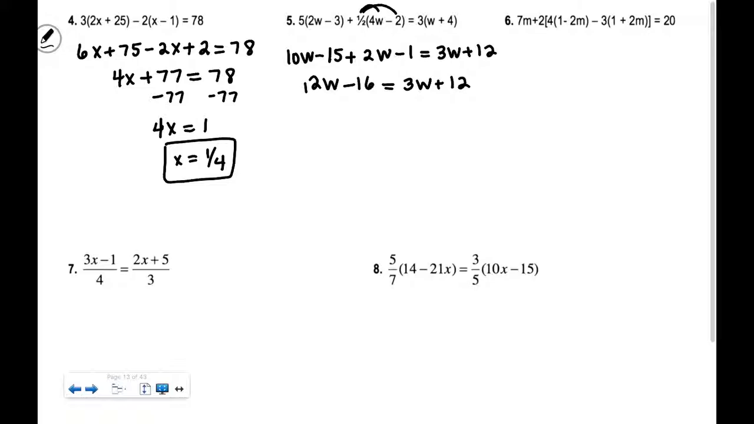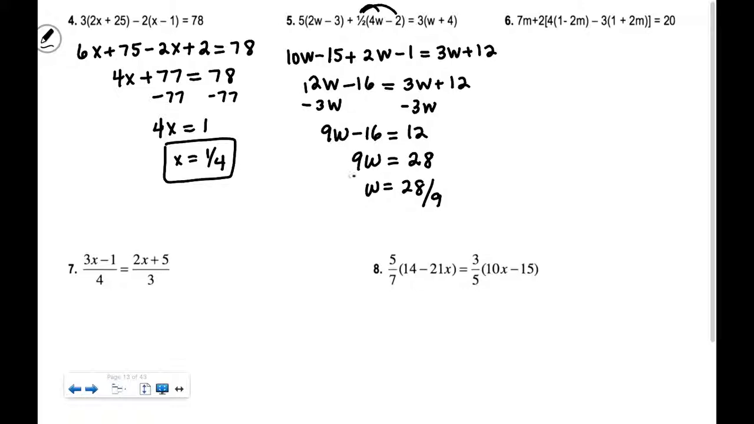So typically when I'm deciding what side to subtract the variables over to, I think about what's going to give me a positive number. I don't really like to deal with negatives if I don't have to, just in case I'd like leave it off. So I would subtract the 3w over, so that way I have a positive 9w. If you subtract the 12w on both sides, you get negative numbers. All right, so I have 9w minus 16 equals 12. Add the 16 over, I get 28. And divide, I get 28 over 9. And we leave it like that. We do not write it as 3 and 1/9.